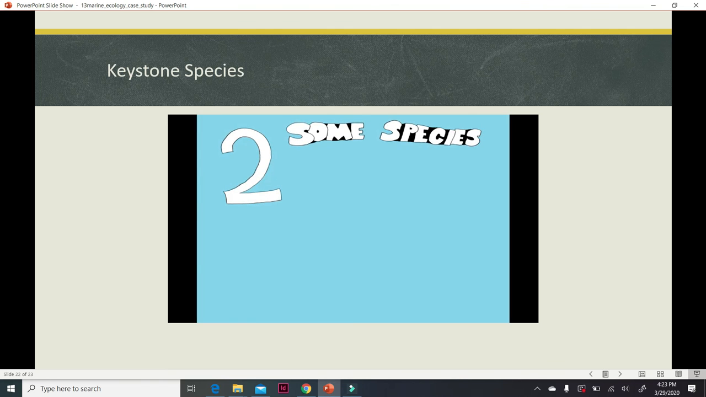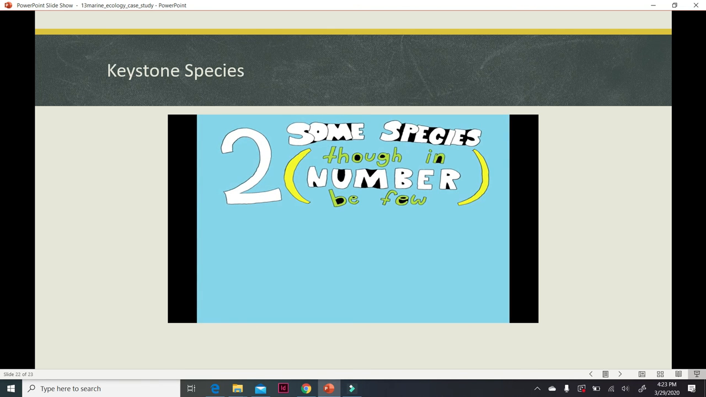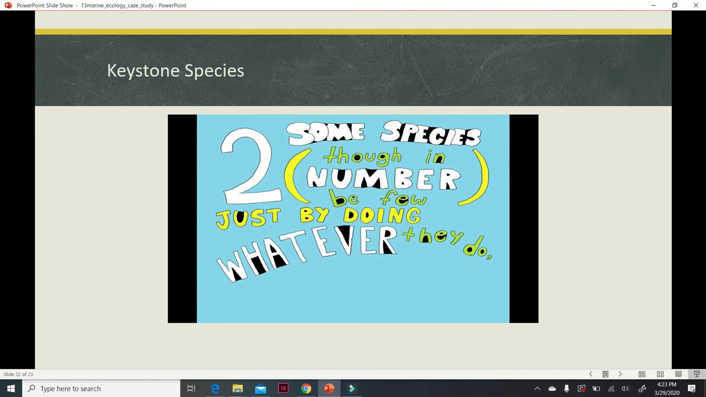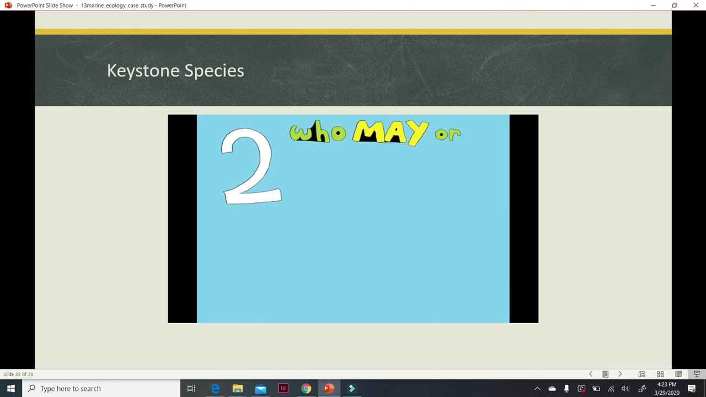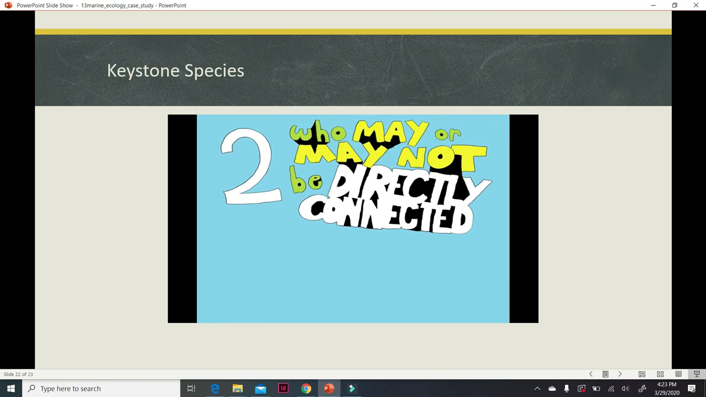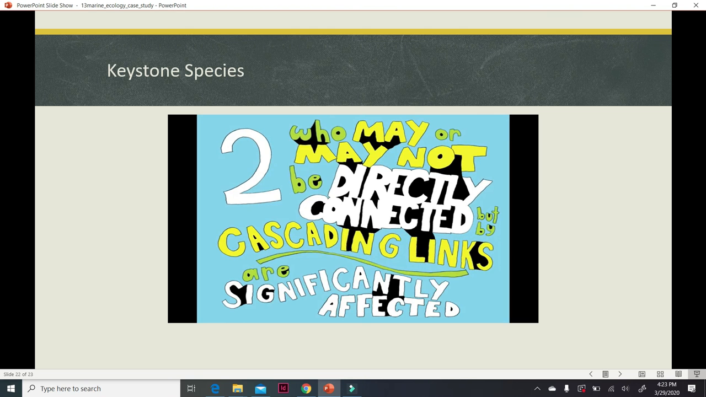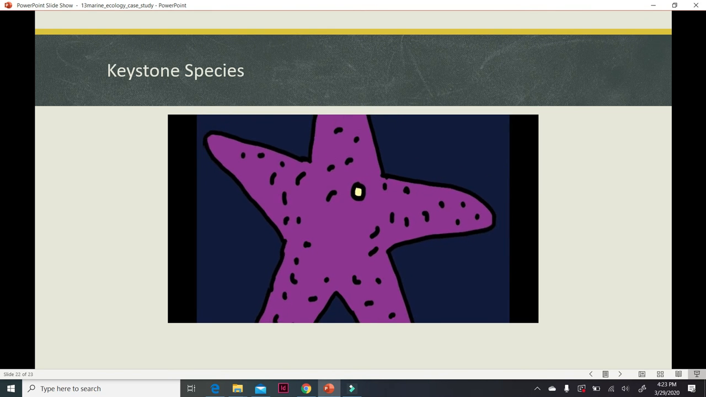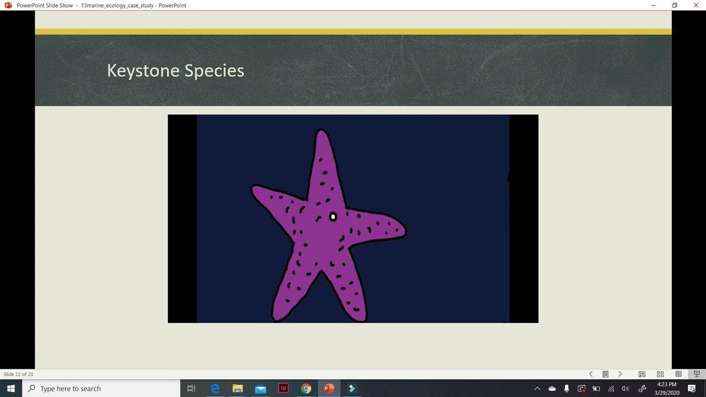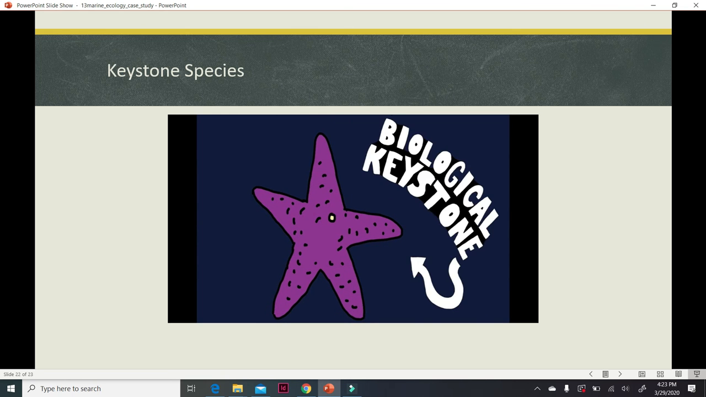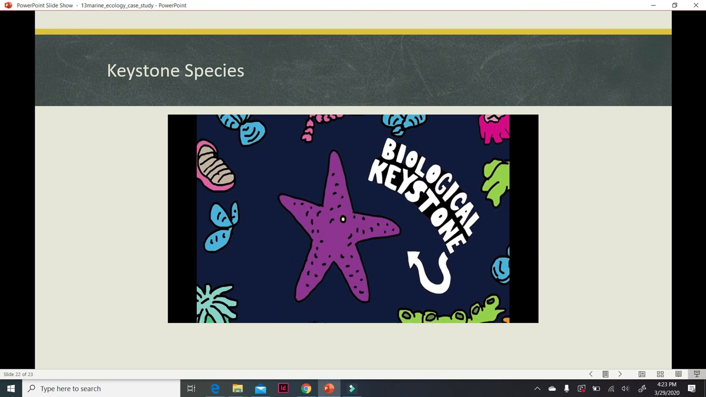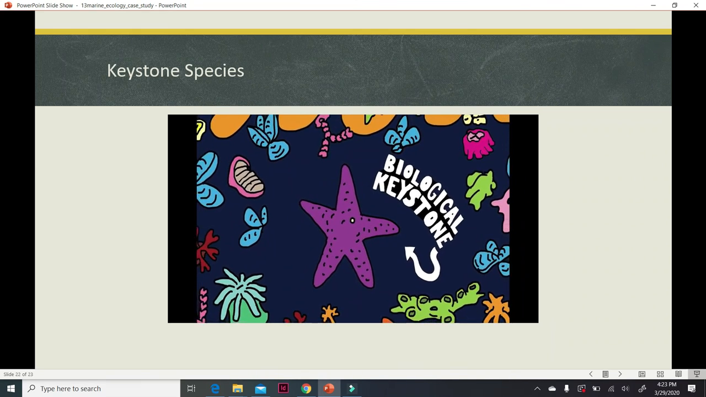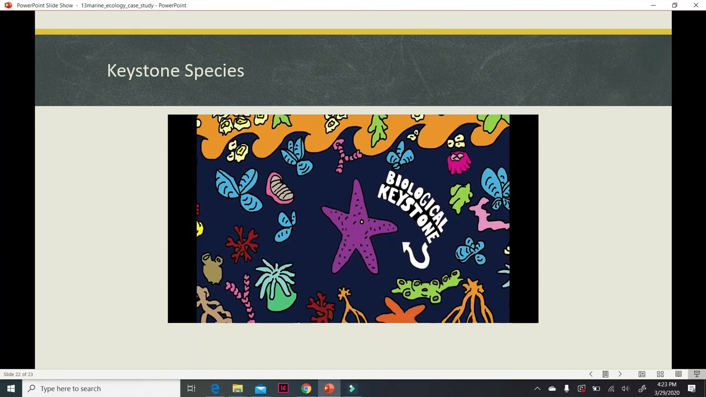And 2. Some species, though in number be few, just by doing whatever they do, can change the fate of many other species who may or may not be directly connected, but by cascading links are significantly affected, such that this singular species, all on its own, forms a sort of biological keystone, keeping the arch of the community as we know it in place, enabling a diversity of critters to share the same space.